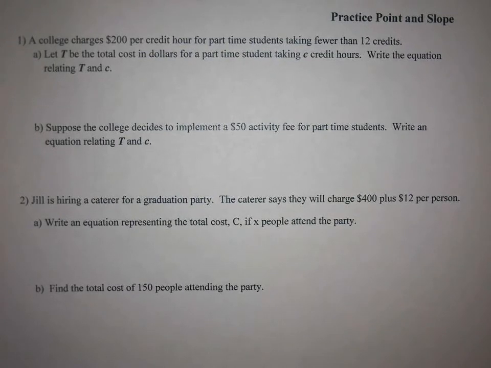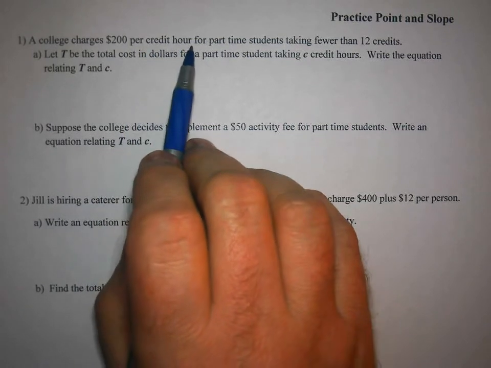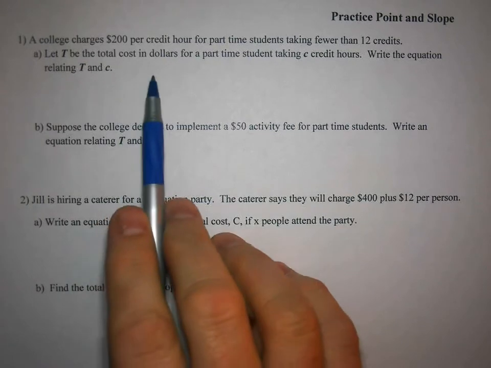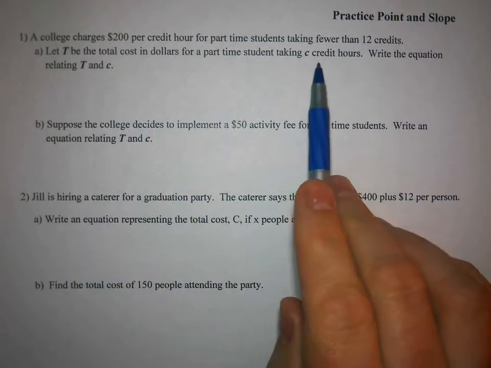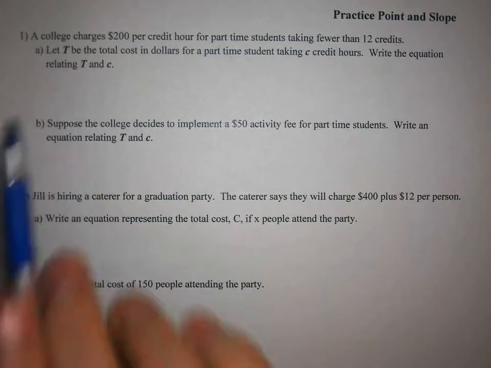What we're looking at in this video is writing the equation of a line given a point and a slope where you have a word problem or some kind of real world situation. So in number one, a college charges $200 per credit hour for part-time students taking fewer than 12 credits. Let T be the total cost in dollars for a part-time student taking C credits. Write the equation relating T and C.